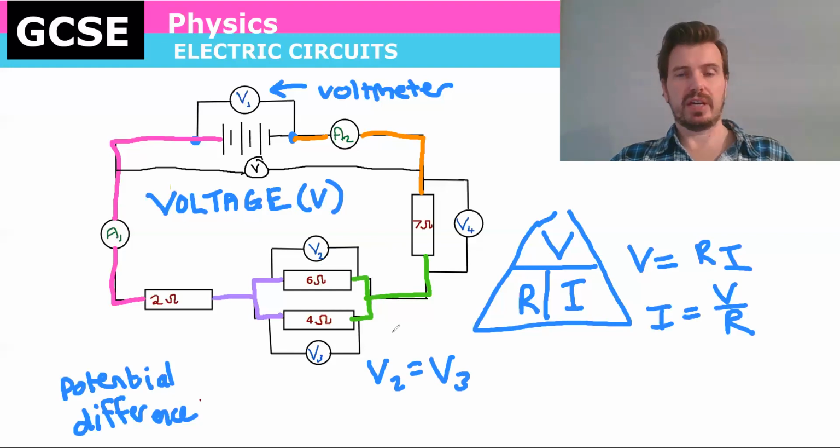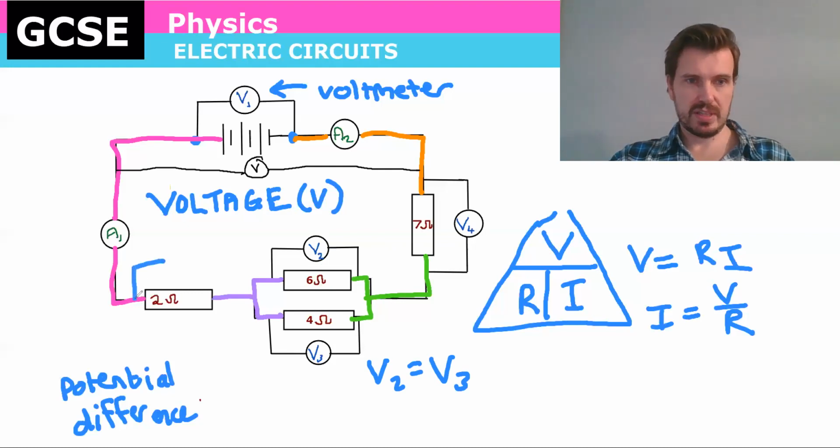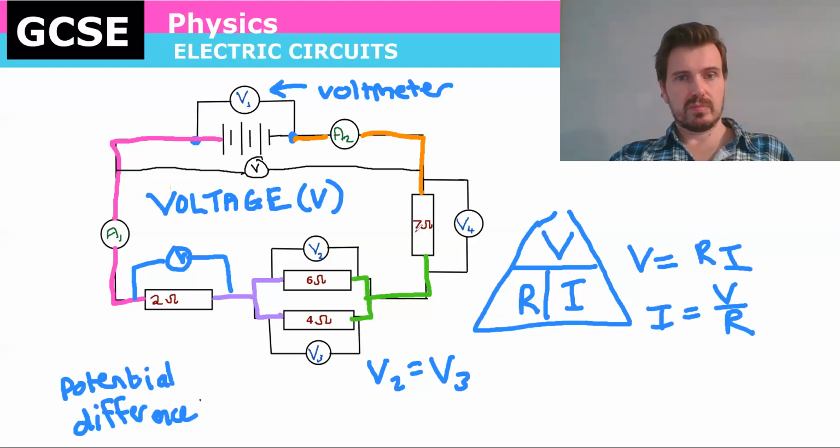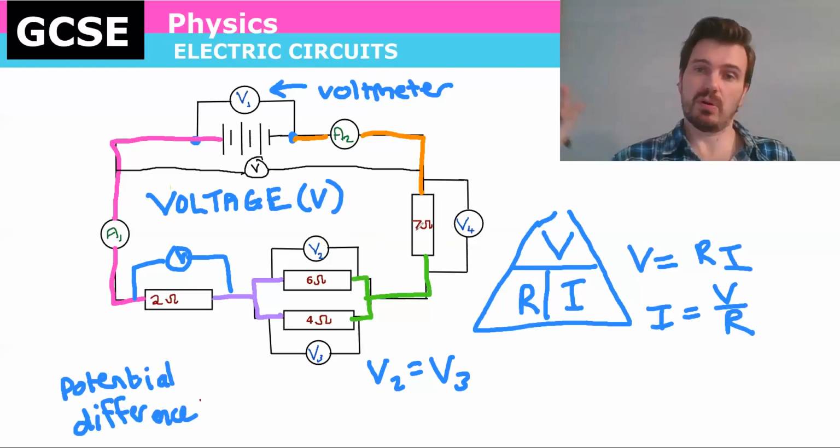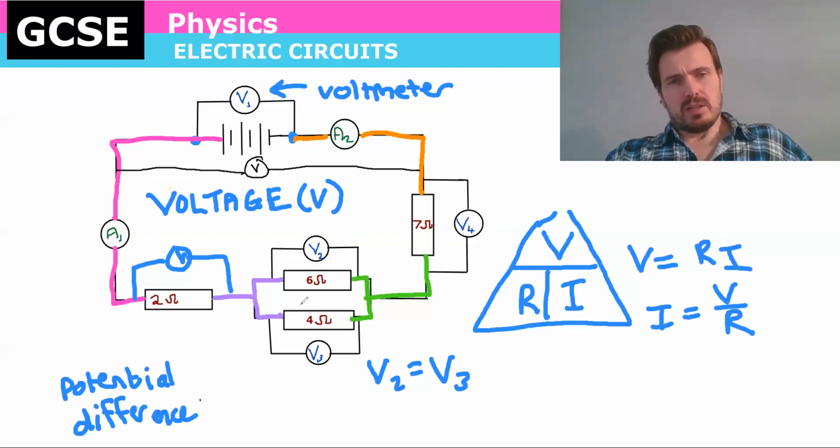We also know that if we were to put a voltmeter across the 2 ohm resistor, V4 would be greater than that voltmeter, because it's a higher resistance, meaning more voltage is required to push the water across that resistor.